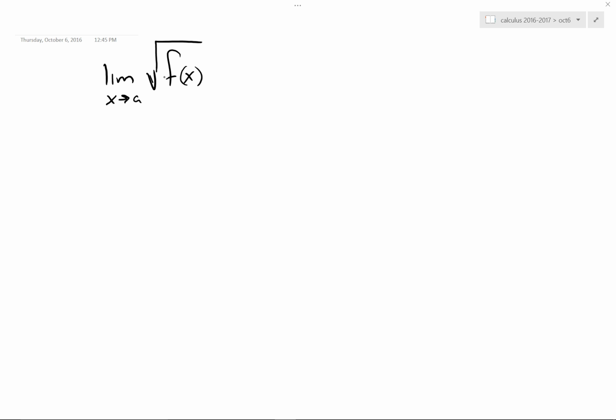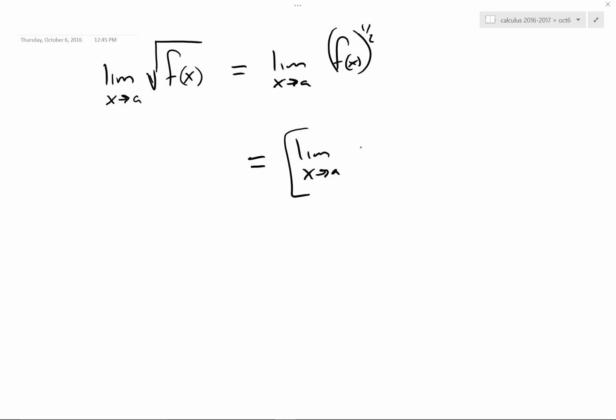So the square root is what power? So 1/2. So this is another way of saying this. Right? That's another way of saying that. Well, that's just a power, isn't it? So I figure I could probably take the limit as x approaches a of f of x, and then take that all to the 1/2 power.